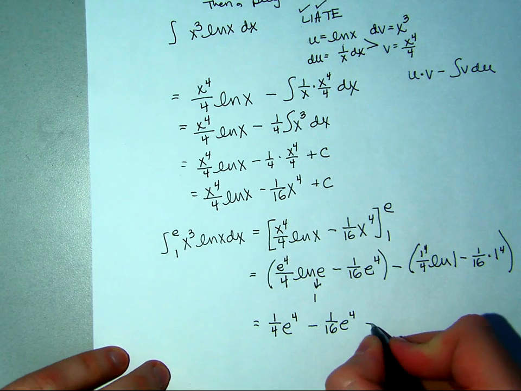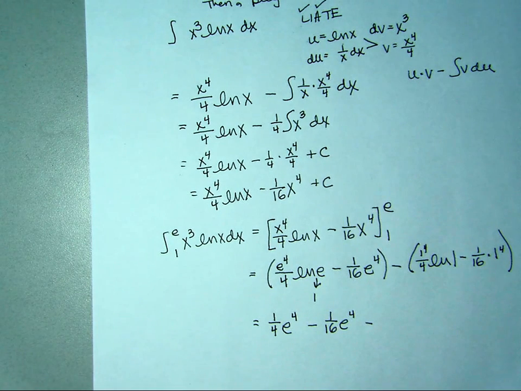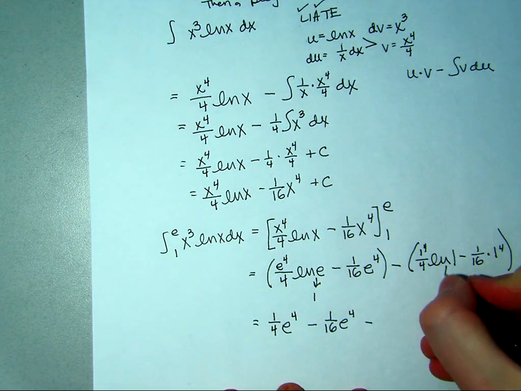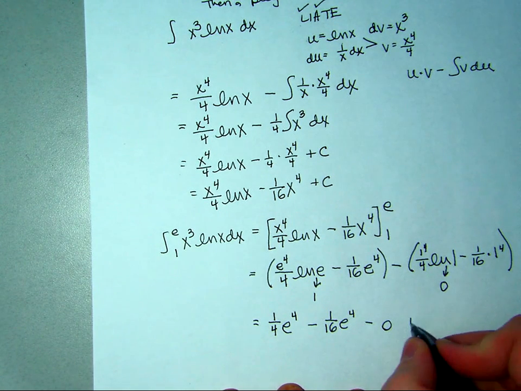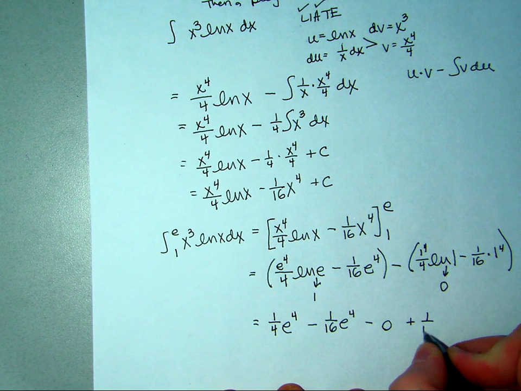McKenna, what's the natural log of 1? 0. So this piece over here is going to become 0. I'm just going to say minus 0. Distributing the negative will then at the end give me a plus 1/16 times 1/4, just 1/16 over there.